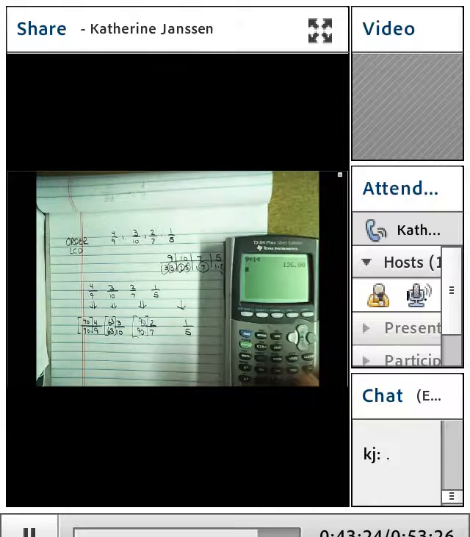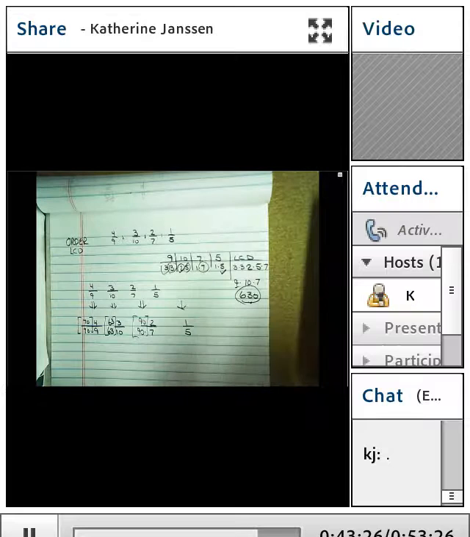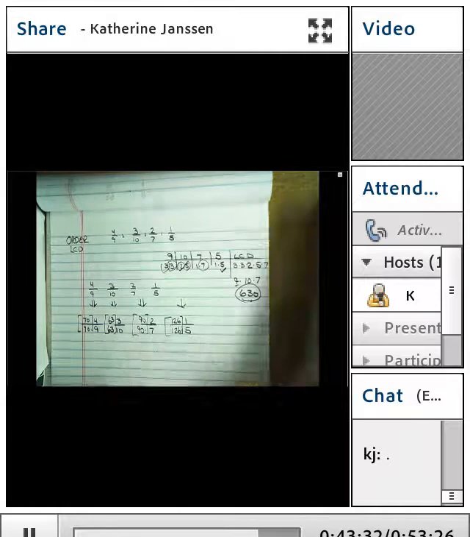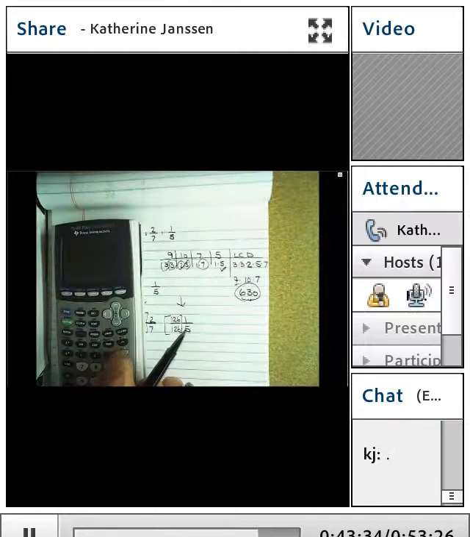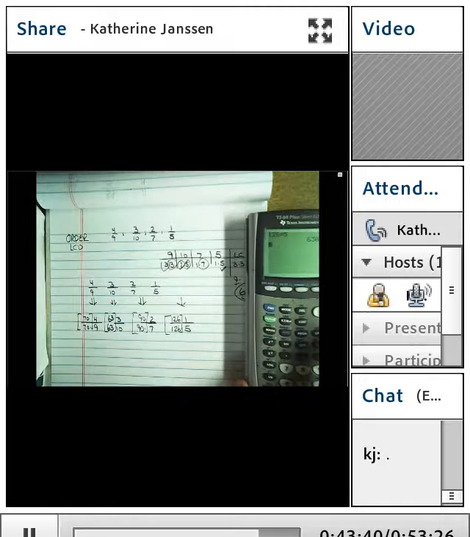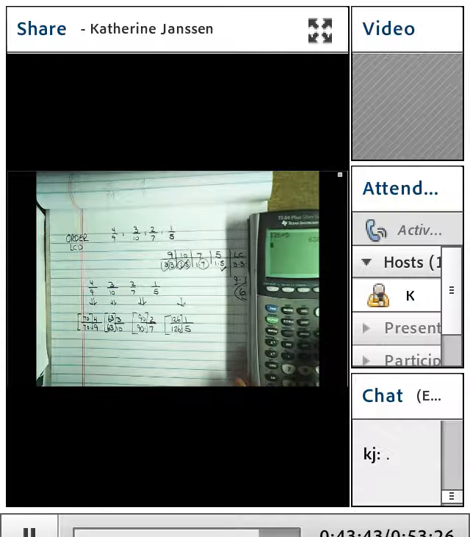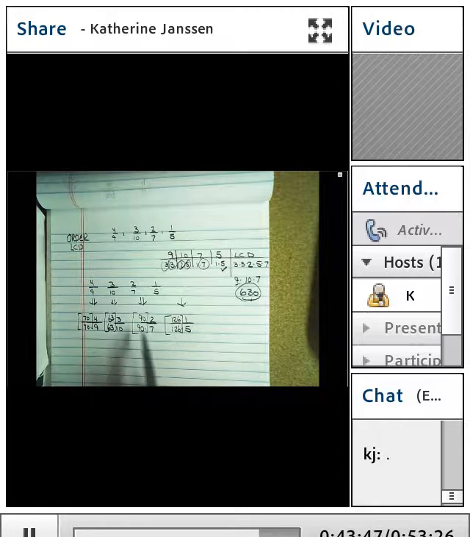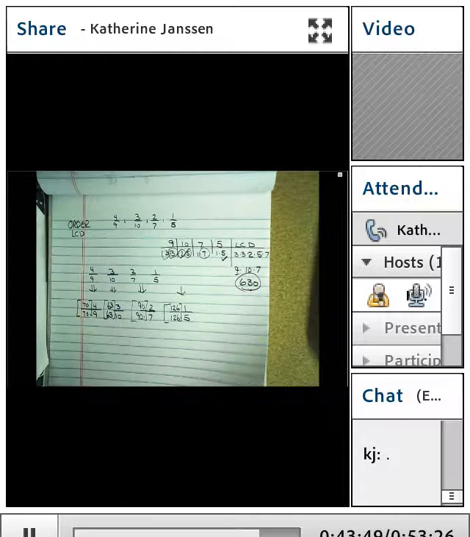9 times 14 is 126. So 126 over 126. And I'm going to double check. 126 times 5 equals 630. So sure enough, 126 times 5 is 630. All right, so now I'm able to convert to 630ths.